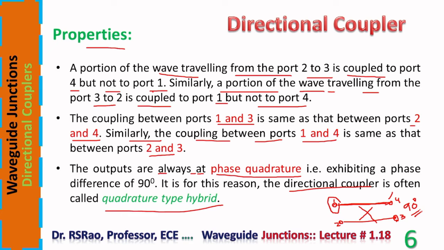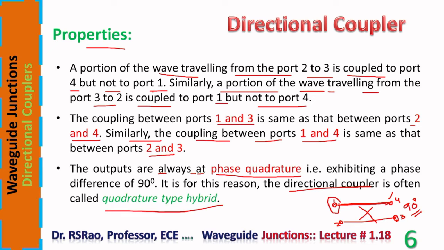Here also directional couplers differ from T-junctions. In the E-plane T, the outputs are with a phase difference of 180 degrees. In H-plane T's, outputs are in phase. In EH-plane T's, the outputs can be at a phase difference of 0 or 180 degrees.